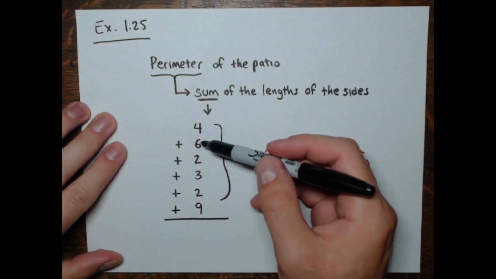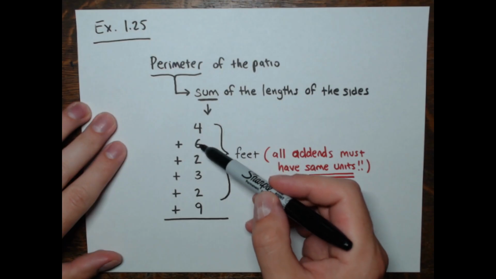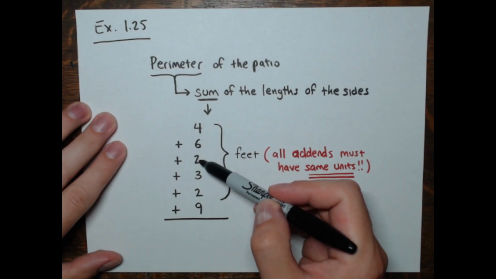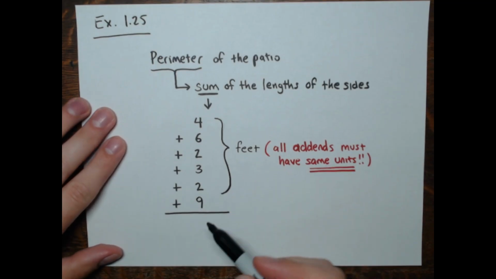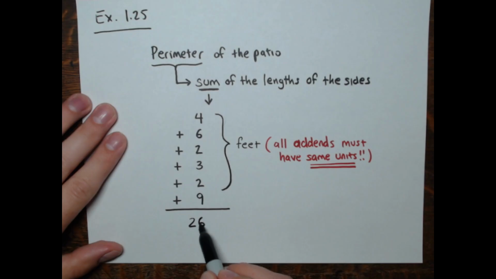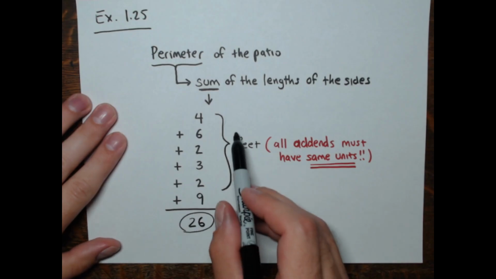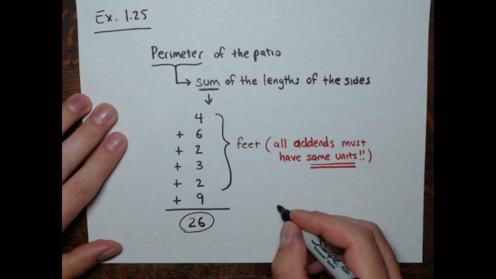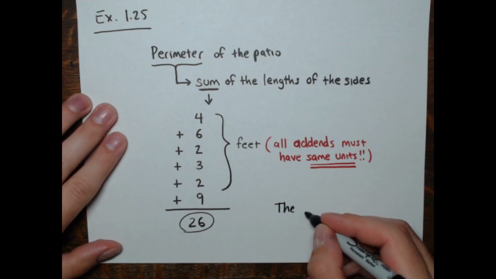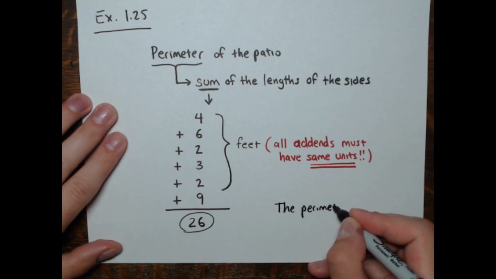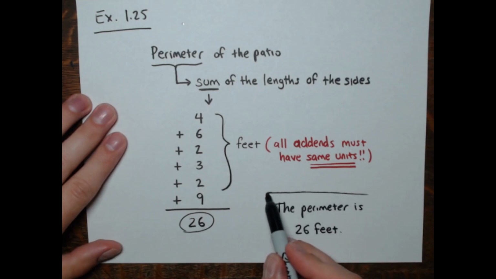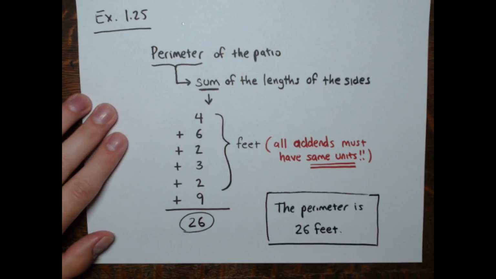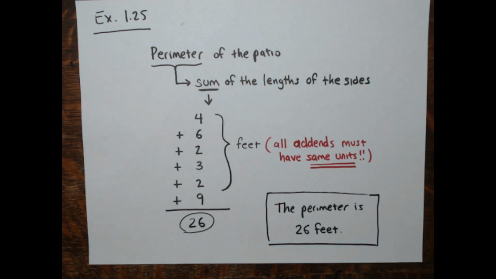All right, so just stacked up here, very simply add them up. 4 plus 6 is 10, 10 plus 2 is 12, plus 3 is 15, plus 2 is 17, plus 9 would be 26. Right. So again, this is all going to be in feet. So to answer the question, the perimeter is 26 feet. Or the perimeter of the patio is 26 feet. That's how I'm answering this question.